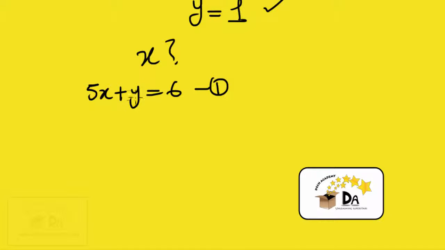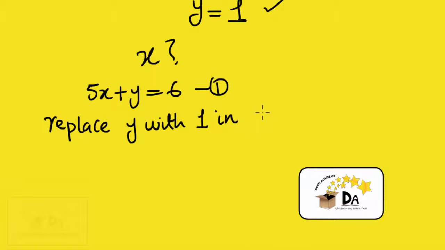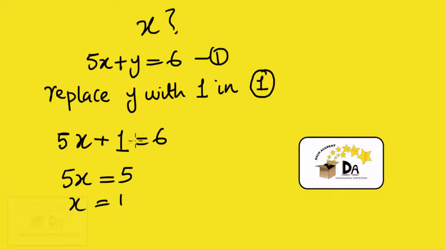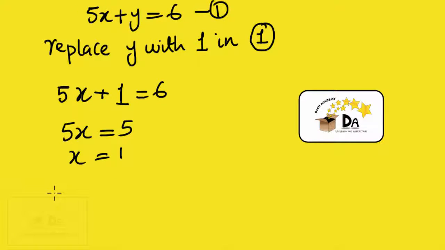You can replace y with 1 because y is 1. So anywhere you see y, you can replace it with 1. Replace y with 1 in equation 1, and doing so gives 5x plus y equals 6. Making x the subject of the formula gives 5x equals 5, x equals 1, because all I've done is subtract 1 from both sides and divide through by 5. So now we know that x is 1 and y is also 1.